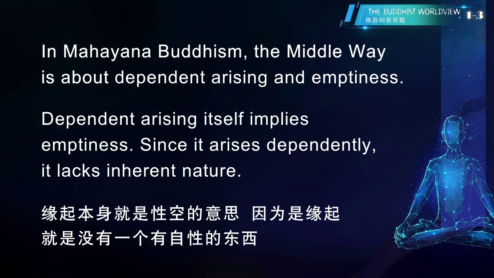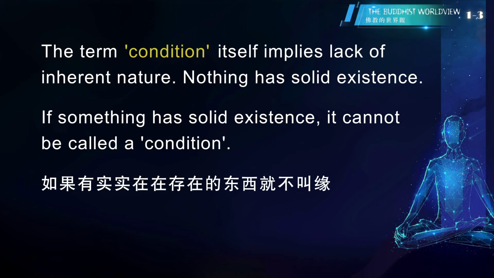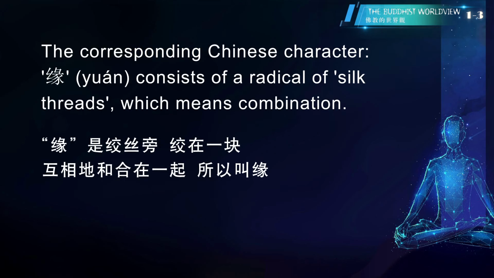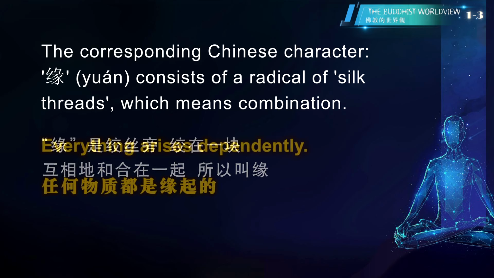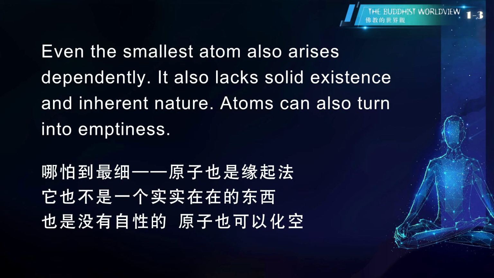Since it arises dependently, it lacks inherent nature. The term condition itself implies lack of inherent nature. Nothing has solid existence. If something has solid existence, it cannot be called a condition. The corresponding Chinese character yuan consists of a radical of silk threads, which means combination. Everything arises dependently. Even the smallest atom also arises dependently. It also lacks solid existence and inherent nature.